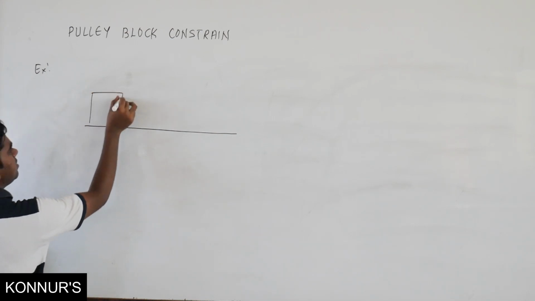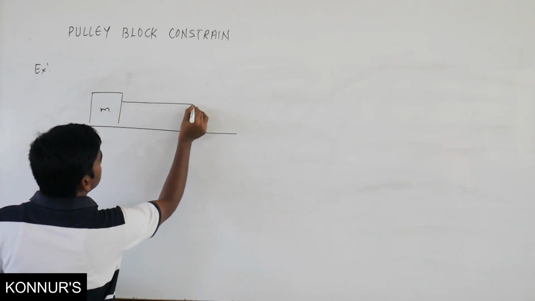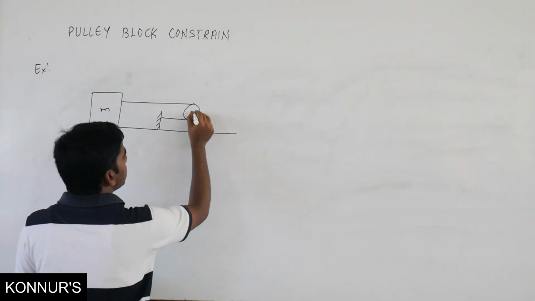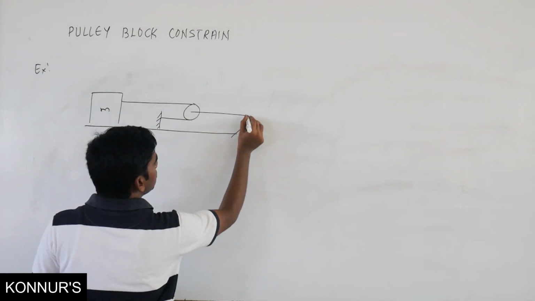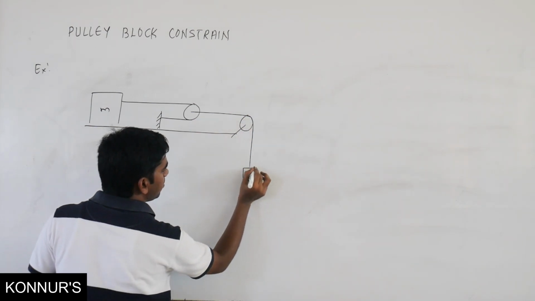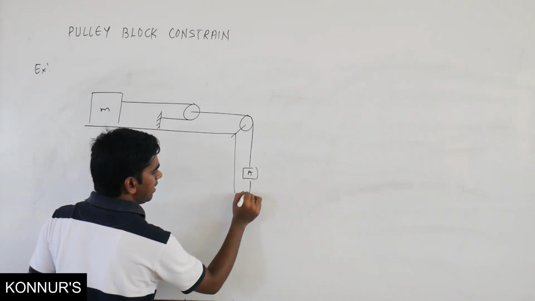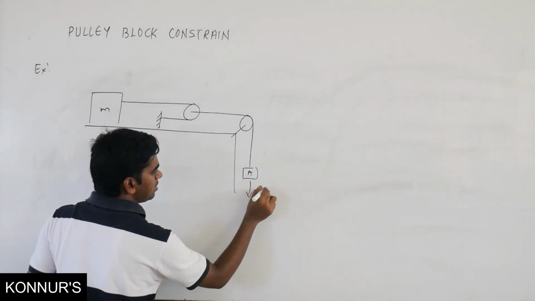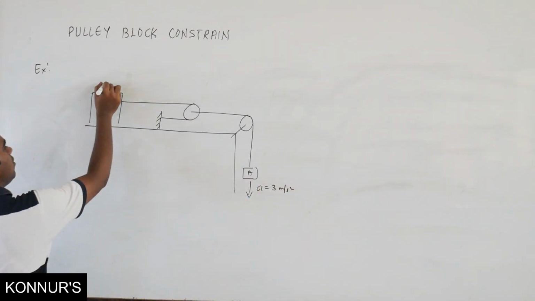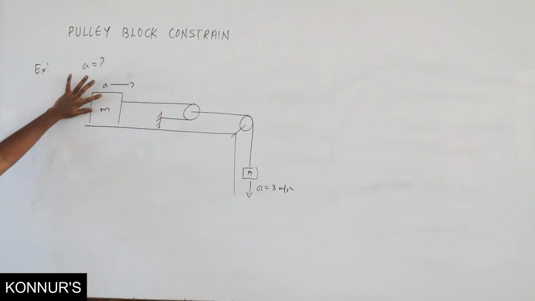Suppose a mass m is here, and this is connected to a pulley. So the pulley is going to be here, and on that pulley another string is connected to a rigid support, and this pulley has another string passing to another pulley, and that is connected to a mass, say A or B, whatever. If this mass A has an acceleration of 3 meter per second square, what will be the acceleration of this mass? They are asking the acceleration of this mass.